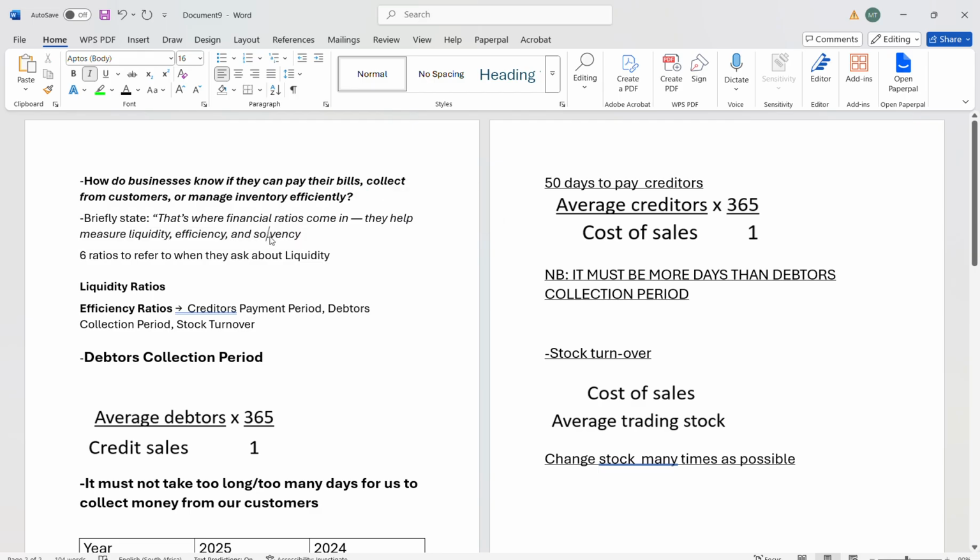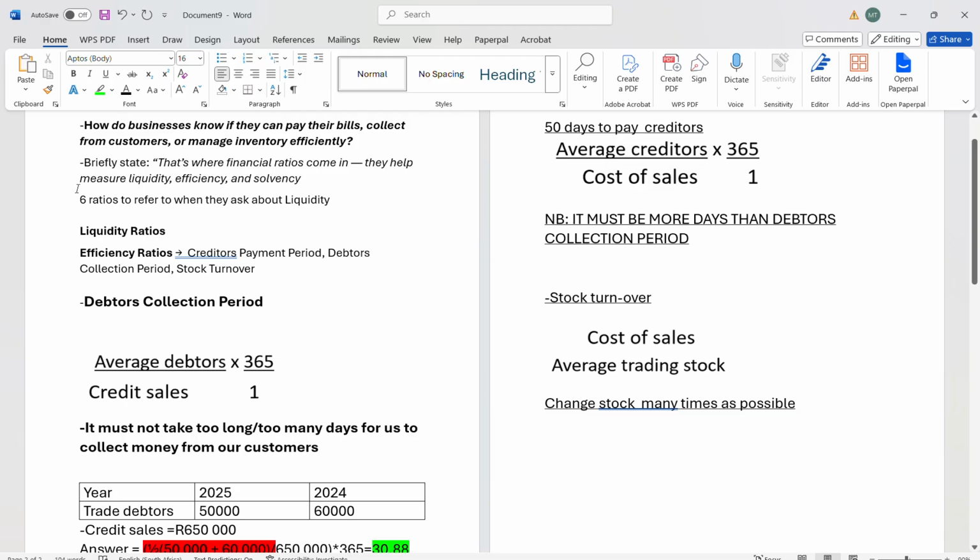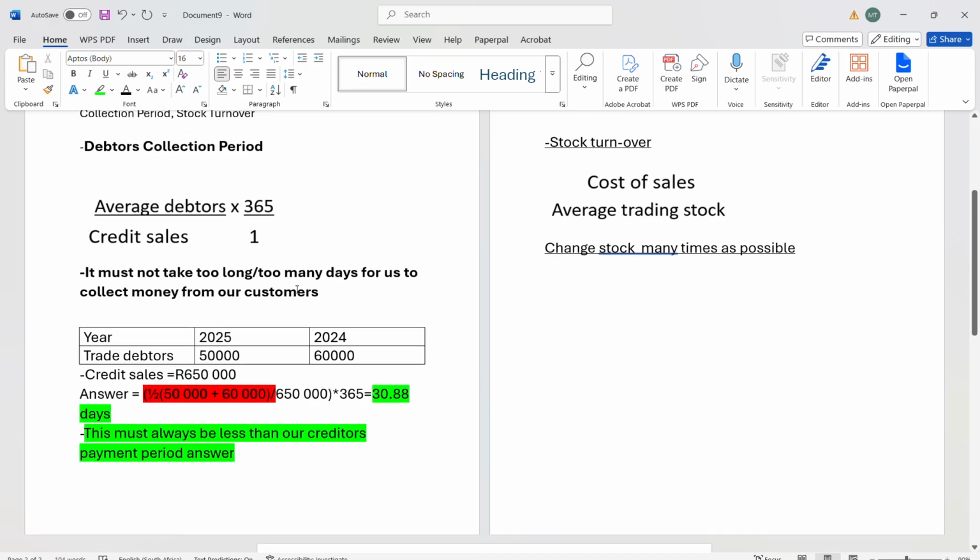I also explained the solvency ratio in my other video. So we have 6 ratios to refer to when they ask you about liquidity. If they say comment on the liquidity ratio, you just have to look at your 6 ratios. But here I'm just explaining 3 of the ratios. I explained the other ratios in my other videos.